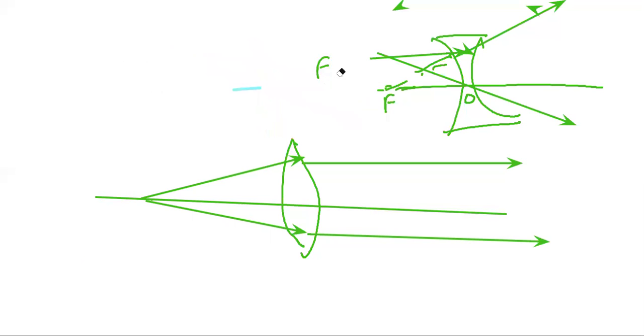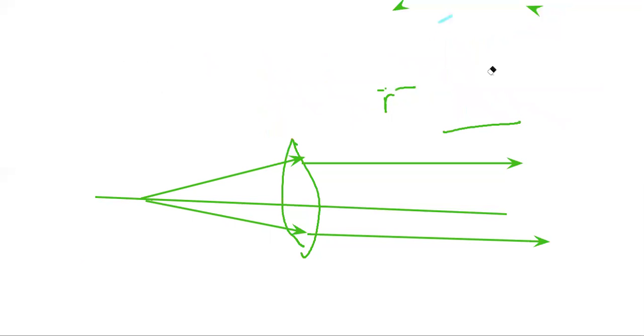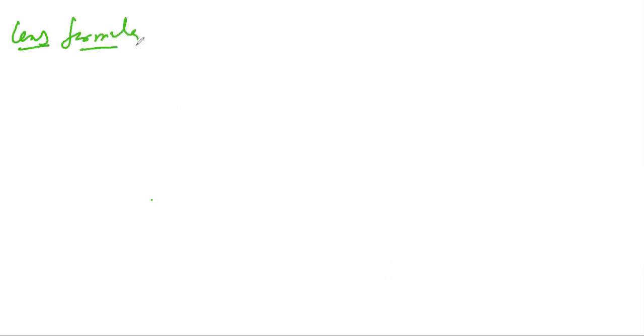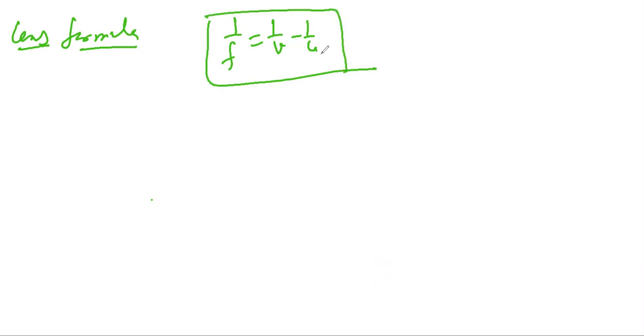Okay, so rays will become parallel to the principal axis. Next thing is that we have to derive the lens formula. So your lens formula is 1 by f is equal to 1 by v minus 1 by u. You have to do the derivation of this. So let us do it.